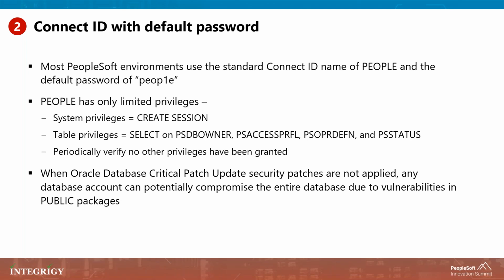Again, public is assigned to everybody. Public can't be taken away from everybody. So the people account, the Connect ID, has public privileges. Therefore, if I can connect to the database with any account, such as the people account, even though it's very lowly privileged, it's designed to be very secure.